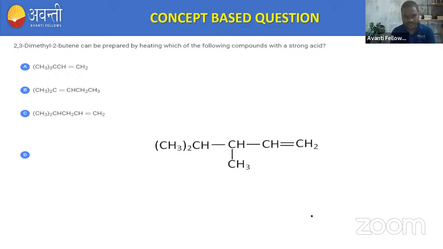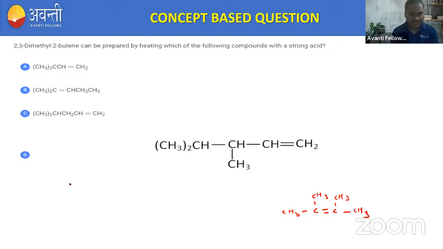So let me draw the structure of what you need to prepare. That is CH3, C double bond C, and here you want CH3, CH3 and CH3. So this is what you want to prepare, that is 2,3-dimethyl-2-butene. Okay, and you have all four options. So by heating which of the following compounds with the strong acid will you get this?